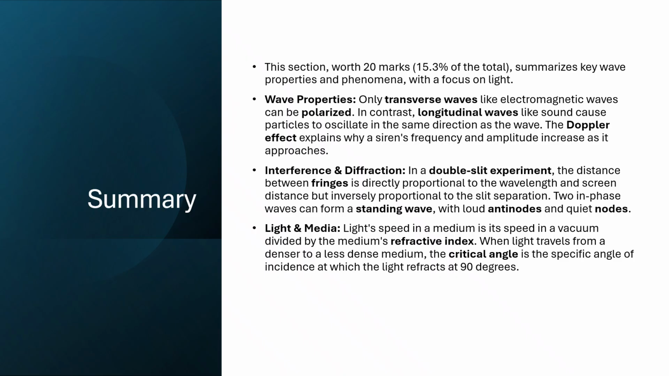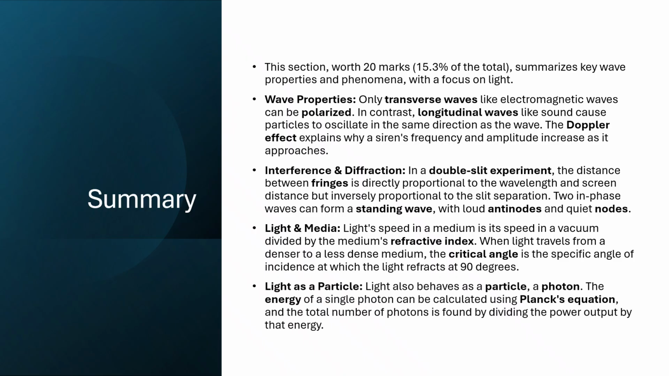Light and media: light's speed in a medium is its speed in a vacuum divided by the medium's refractive index. When light travels from a denser to a less dense medium, the critical angle is the specific angle of incidence at which the light refracts at 90 degrees. Light as a particle: light also behaves as a particle, a photon. The energy of a single photon can be calculated using Planck's equation, and the total number of photons is found by dividing the power output by that energy.